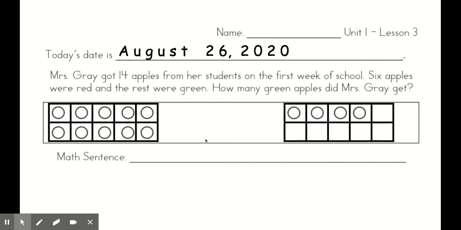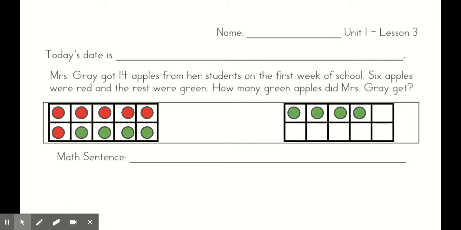So put circles in 14. That's 10, 11, 12, 13, 14. Those 14 circles represent the total number of apples. And so then it tells you that 6 of those were red. So once you color 6 red, you'll have some circles that you haven't colored. The circles that you haven't colored represent the green apples because the word problem says the rest were green.